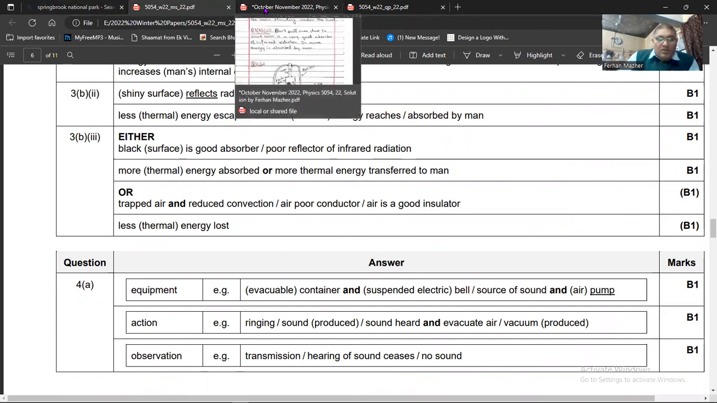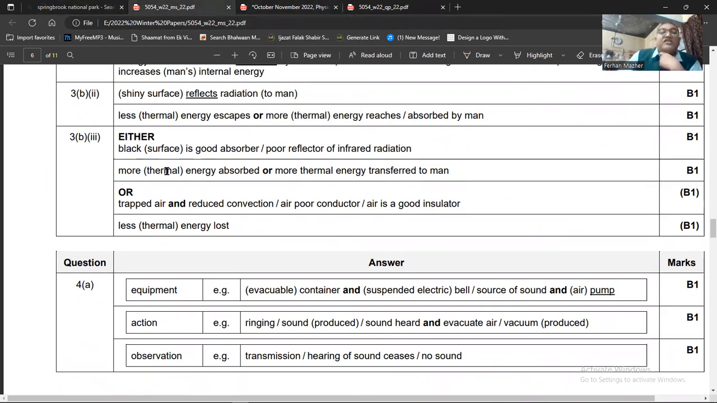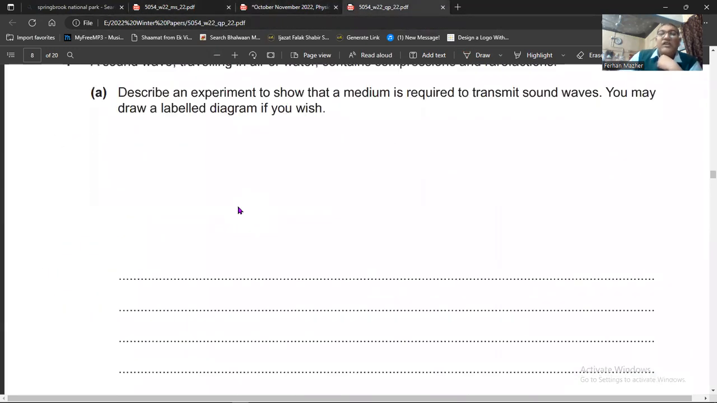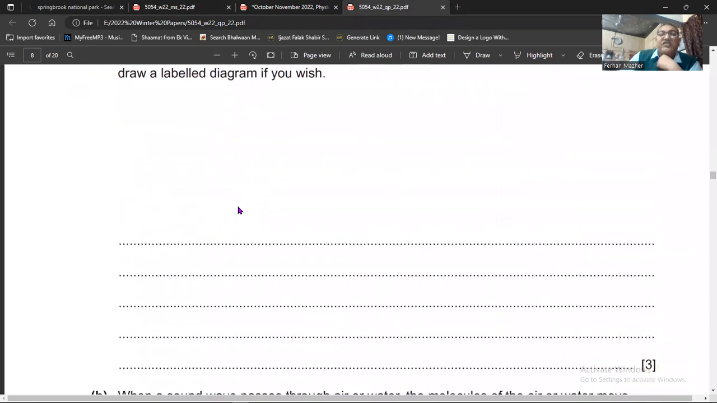Okay, we have written this first one, but I explained the second one also. Okay, so we are going to the next question, and it's a 3 marks question.